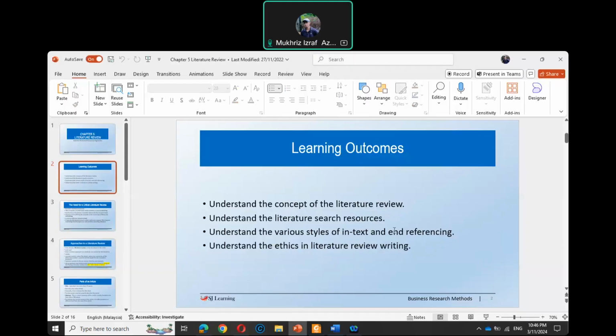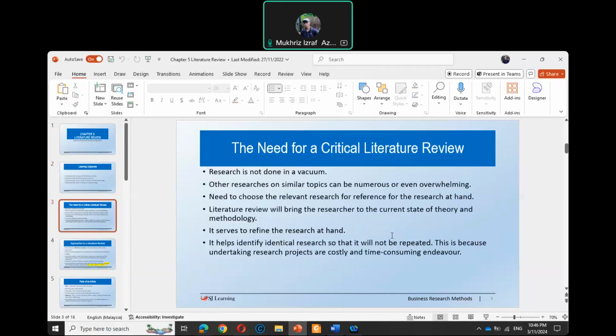If I go through these slides quickly, I don't want to go through the slides one by one because not everything in the slide is what I will cover. So you can read from the main book, the original book, and see what is being discussed there. So at the end of the day, why do we need a critical literature review?